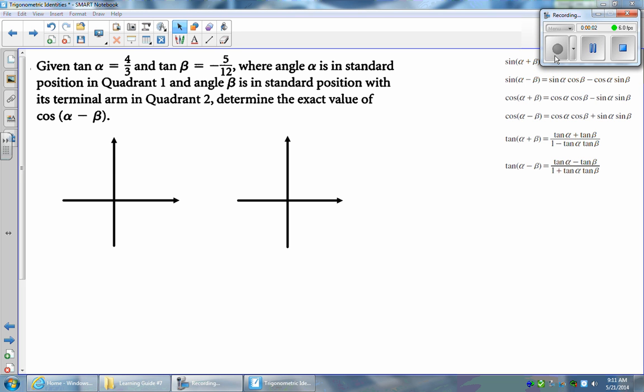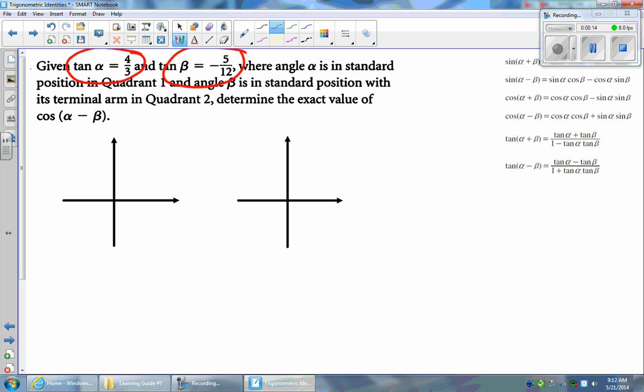Alright, in this lesson, I'm going to show you guys how to find the exact value of a trig ratio using one of the sum or difference identities. So given this question here, we know that tan alpha is equal to 4 over 3, tan beta is equal to negative 5 over 12, and alpha is in quadrant 1 and beta is in quadrant 2. And what we want to do is find the exact value of cosine alpha minus beta.